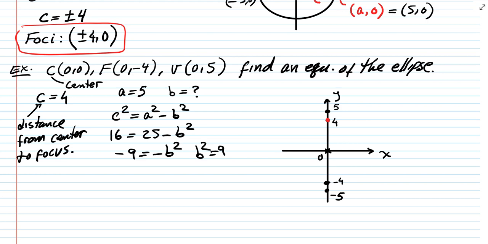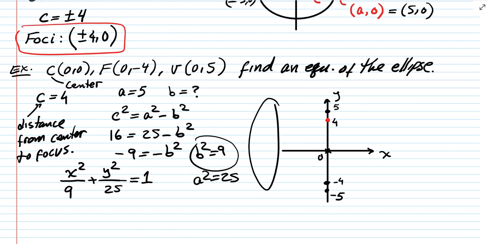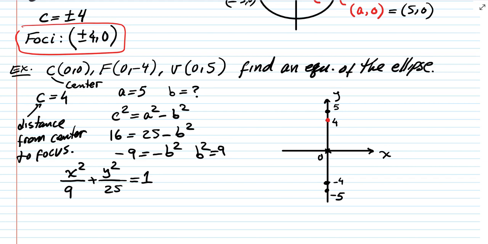So the center is at 0, 0, and the equation is going to be x squared over the smaller of the two. b squared is 9, a squared is 25, right? Because this is a vertical ellipse, a squared will be the denominator on y. There you go. So 9 has to go with x squared. And there we have the equation of the ellipse. And we can actually graph the ellipse. Let me grab my oval shape and do a good job of the ellipse for you.